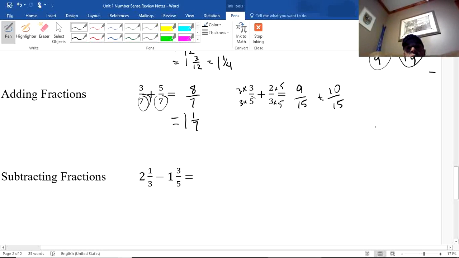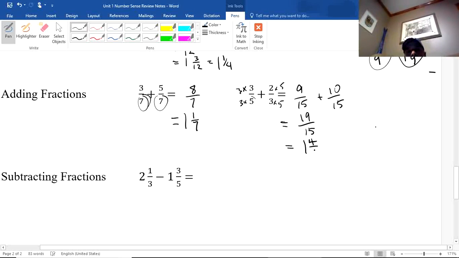It's common to both. And so we can add the tops. We get 19 over 15. And if you want to convert that, 15 goes in once with a remainder of 4. So it's 1 and 4/15.